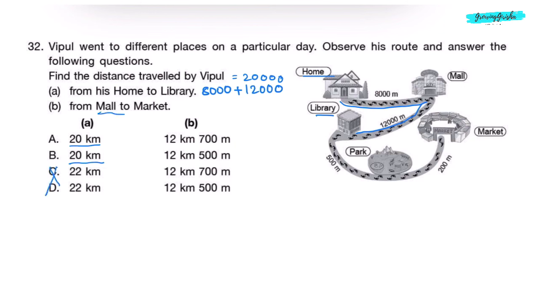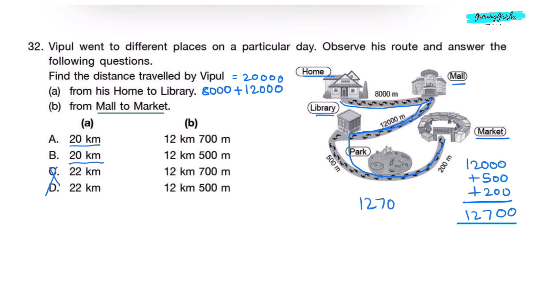Now, from mall to market. This is the mall, this is the market. So, from mall to library, 12,000 meters. From library to park, 500 meters, and from park to market, 200 meters. Means 12,000 meters plus 500 meters plus 200 meters. That is 12,700 meters. And when we convert it into kilometers, we get 12 kilometers, 700 meters. Correct answer is option A.